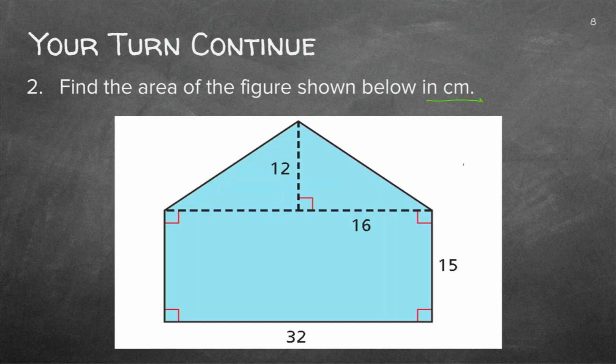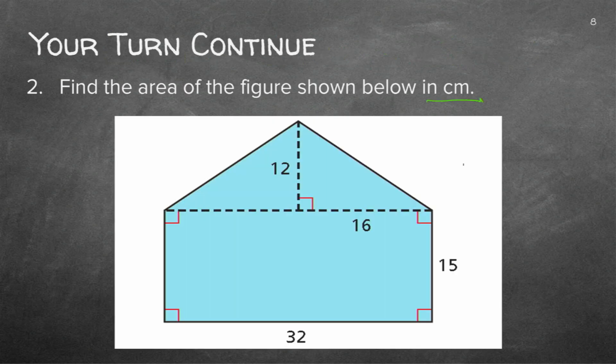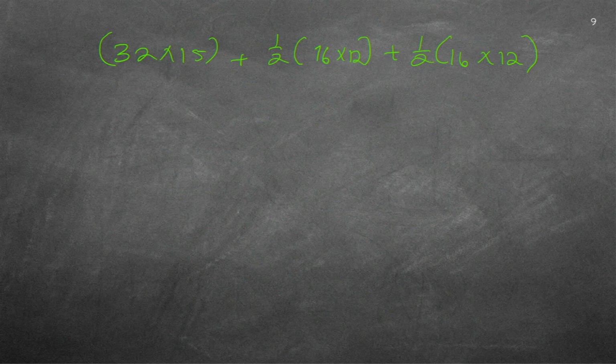Okay. Just a reminder, it was 2 triangles plus the rectangle. So we've got 32 times 15 plus a half of 16 times 12 plus another half of 16 times 12. Let's just check our figures: 16 times 12, 16 times 12, 32 times 15. Okay, so now we're going to work this out.